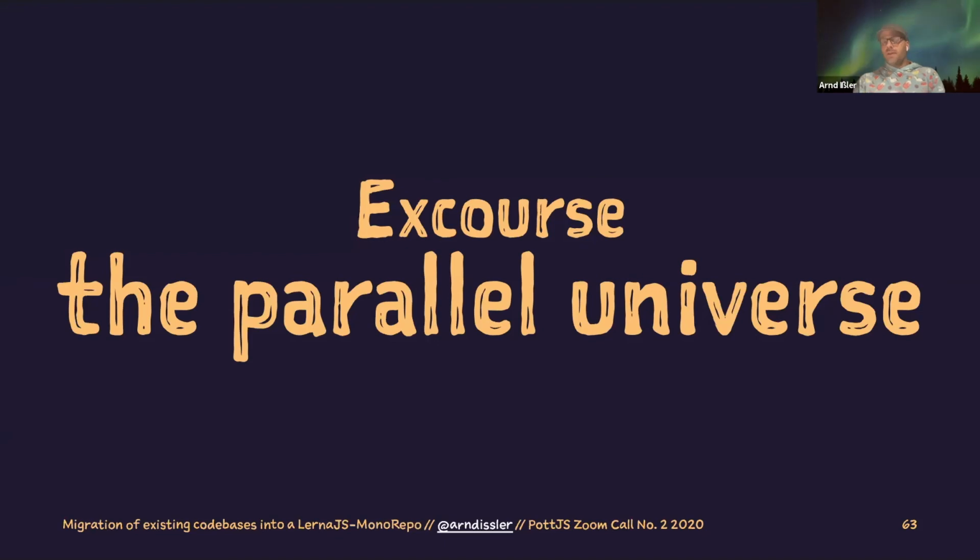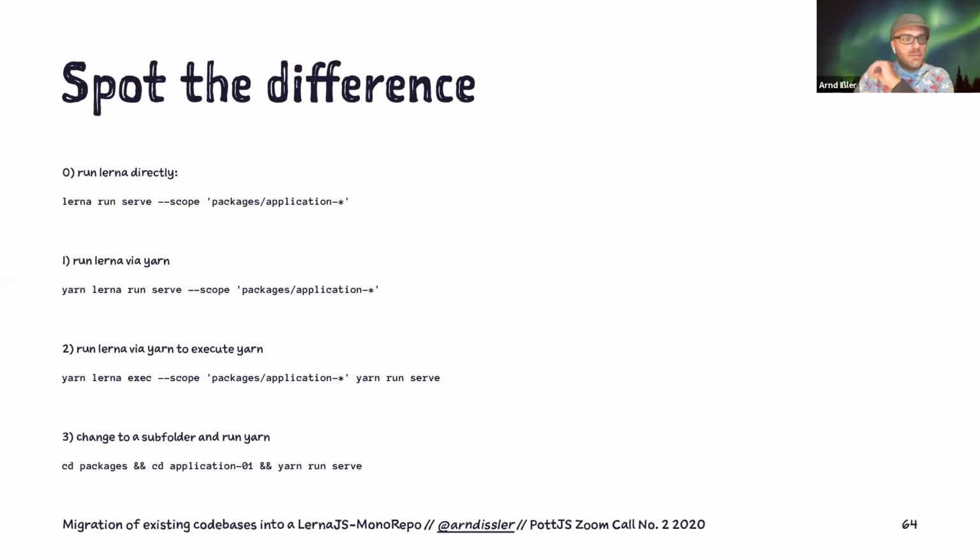For example, here, the parallel universe. Can you spot the difference? It's maybe a little bit hard to read because it's small text. Can you spot the difference between all these commands? So we have run Lerna directly, we have run Lerna via yarn, and we have run Lerna via yarn to execute yarn. And we have changed or navigated to a subfolder and run yarn there. Yeah, the solution is they are all doing the same and they are equivalent, kind of.